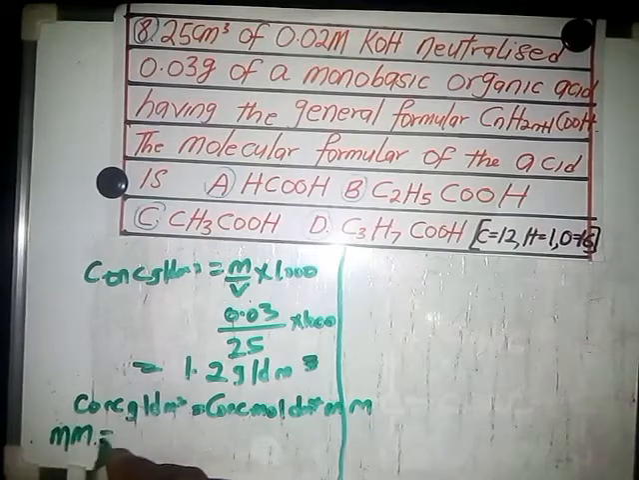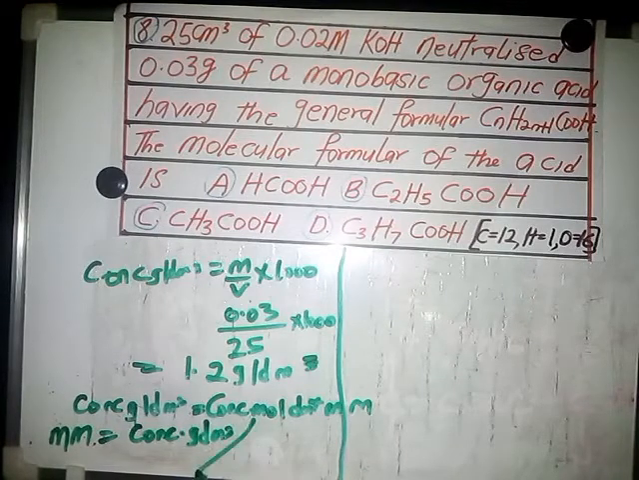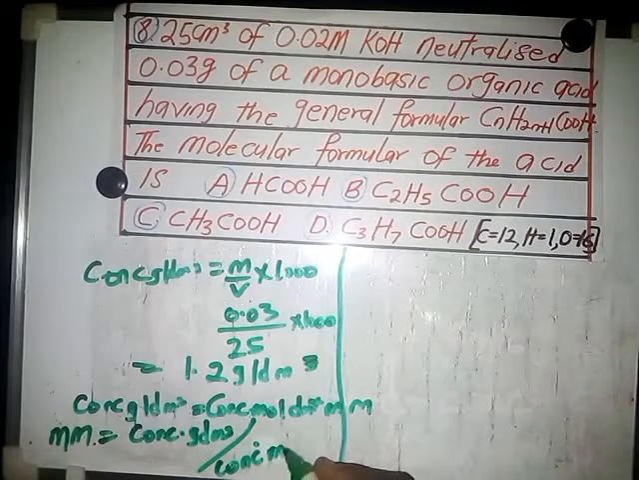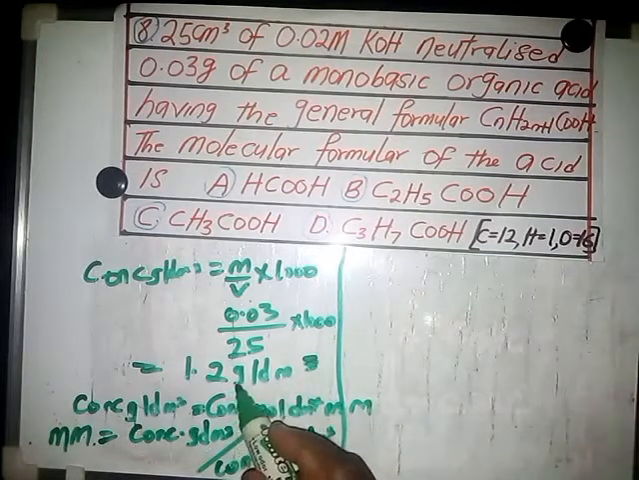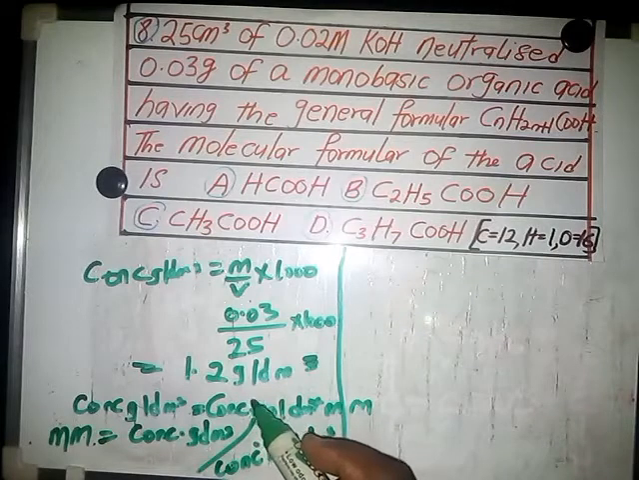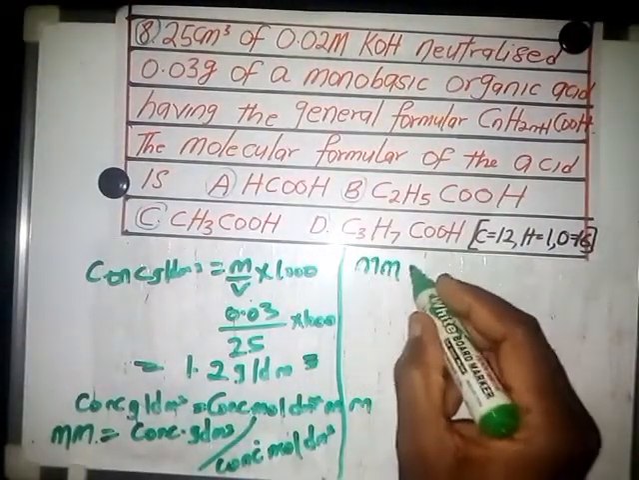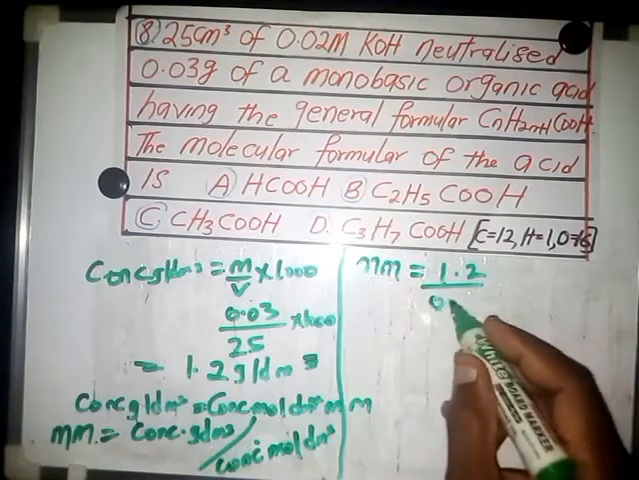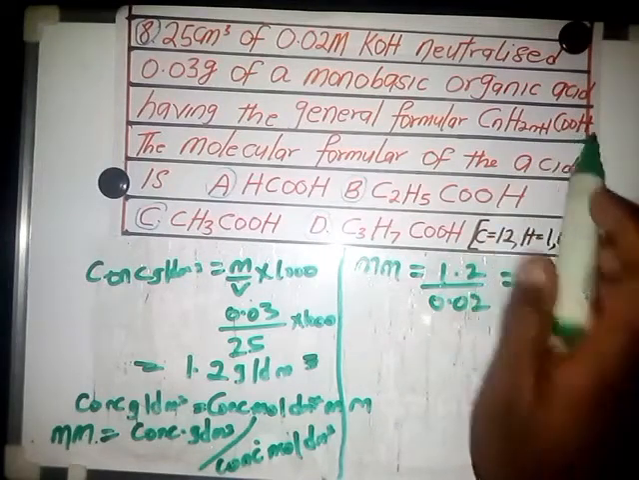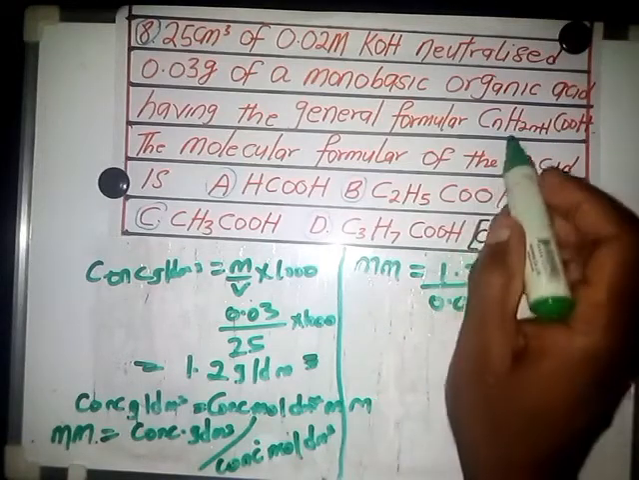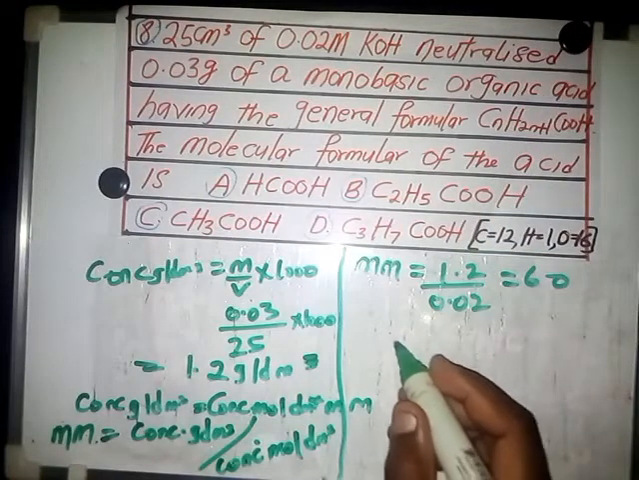Molar mass equals concentration in gram per dm cube over concentration in mole per dm cube. The concentration in gram per dm cube is what you calculated, while the concentration in mole per dm cube, or molar concentration, is the one in your question. So I just put the two values. That is molar mass equals 1.2 over 0.02. You get 60. So I'm going to equate this general formula to this molar mass so that I can find n.